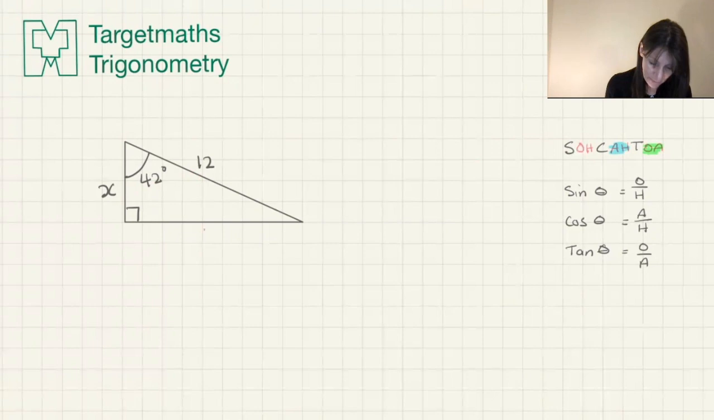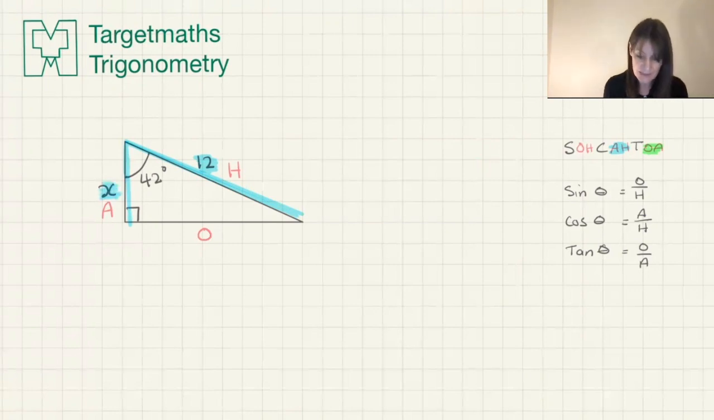Okay, so hopefully you've got your O, your H, and your A. Now, looking at the diagram, I can see that this edge is really important because it's got a value on it. This edge is really important because it's the edge I'm trying to find. So A and H are the two important edges. So I write down SOHCAHTOA. Write it every single time if you want this to go into your head every single time.